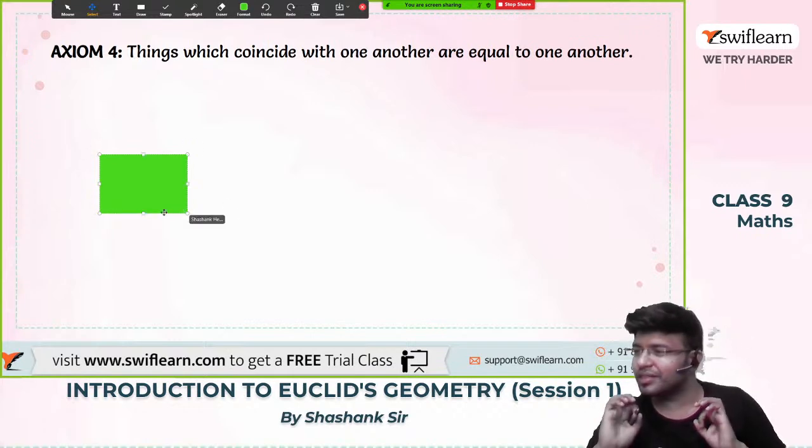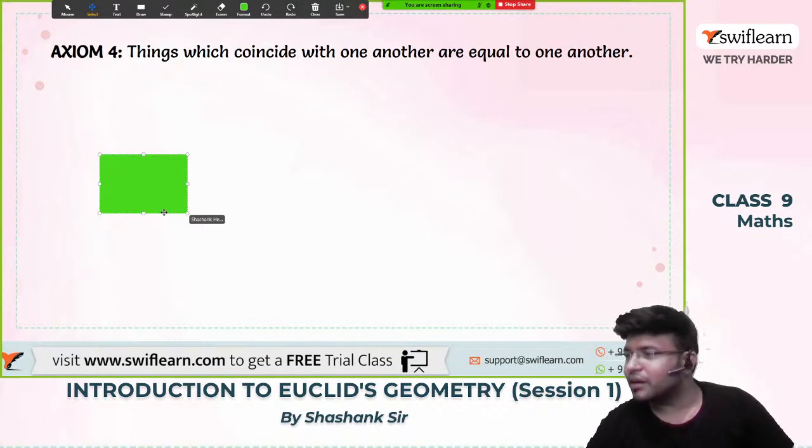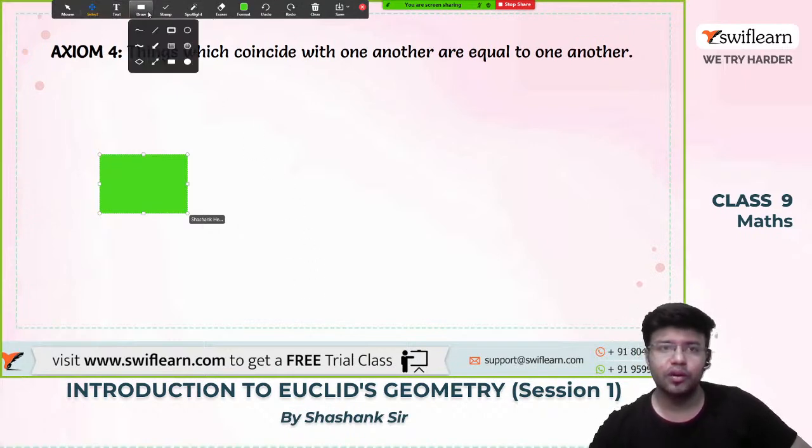Now the red rectangle exactly coincides with the green rectangle. एक के ऊपर एक रख दिया. We cannot see the red rectangle, so this is what coincide means. Okay, it has the exact size, dimension, shape, everything same. Okay, that is coincide.